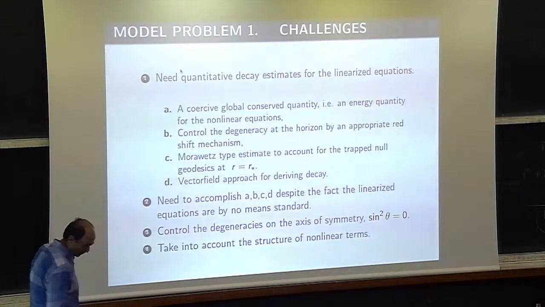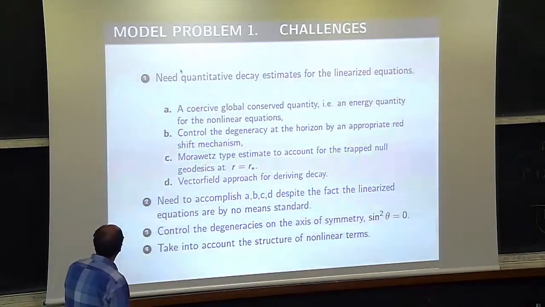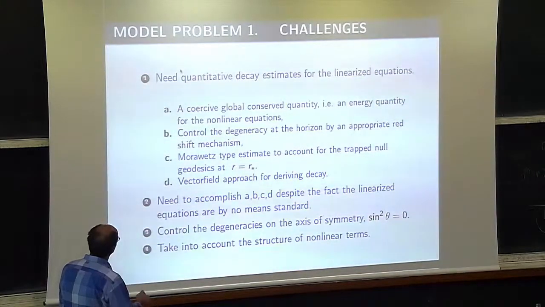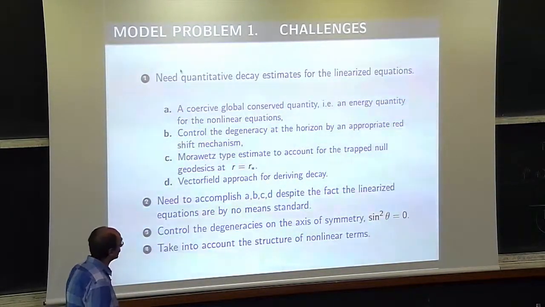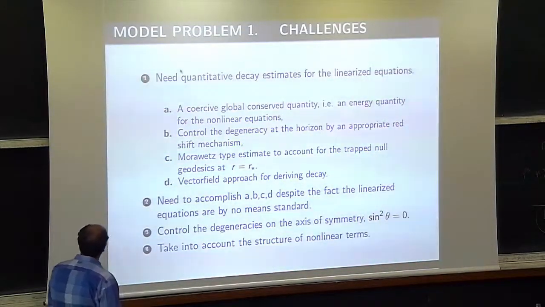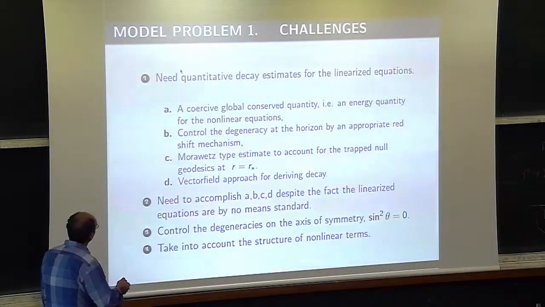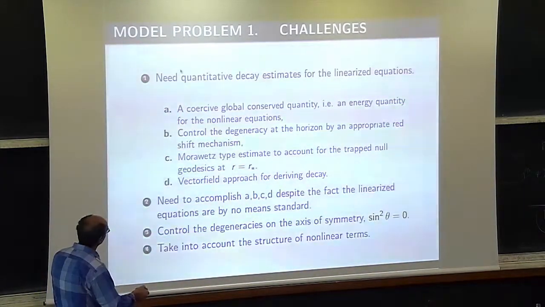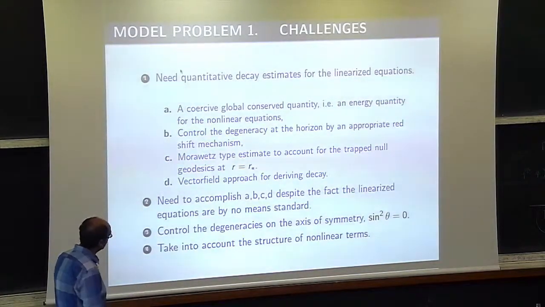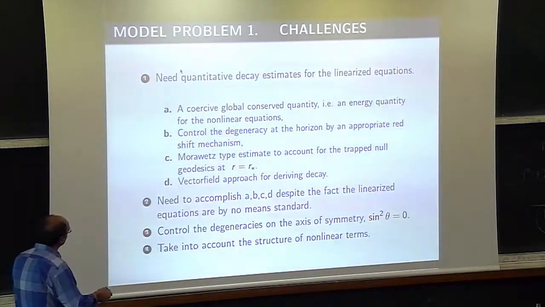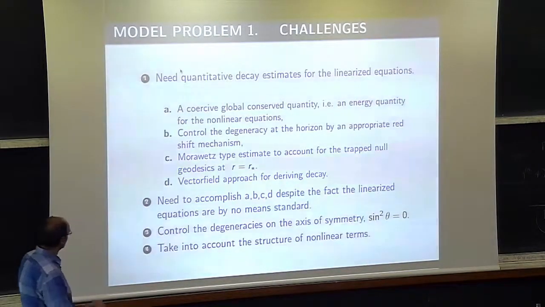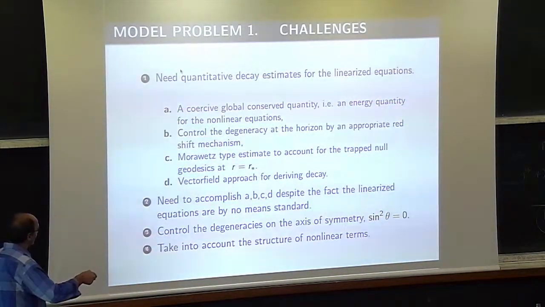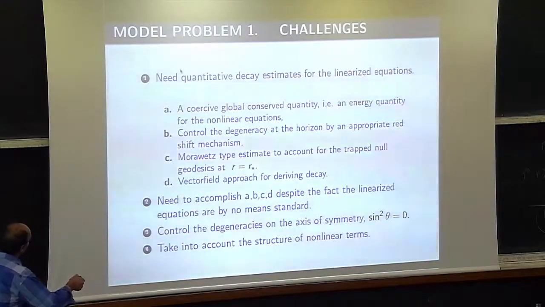All right, so now what are the challenges of our problem? First of all, you need quantitative decay estimates for the linearized equations. When I say quantitative decay estimates, I should also add, of course, boundedness of some type of energy. This is written here: you need a coercive global conserved quantity, like an energy type of norm. You need the control of the degeneracy of the horizon by an appropriate redshift mechanism, Dafermos-Rodnianski's estimate, and so forth. All these things are made easier by the fact that you are in axisymmetry. But the major problem is this one.